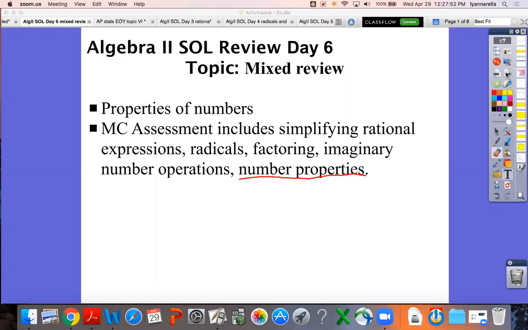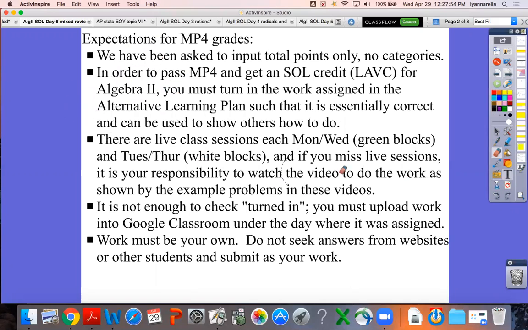But before I do, let me just tell you that we just got new direction yesterday about marking period 4 grades. So we have been asked to delete all of our categories. So we no longer have homework, quizzes, and tests, and now just input total points. So I'm going to go back and make every question that you've ever had to answer a total point question. So if you've actually done the work and you've done it properly, you will get points for that.